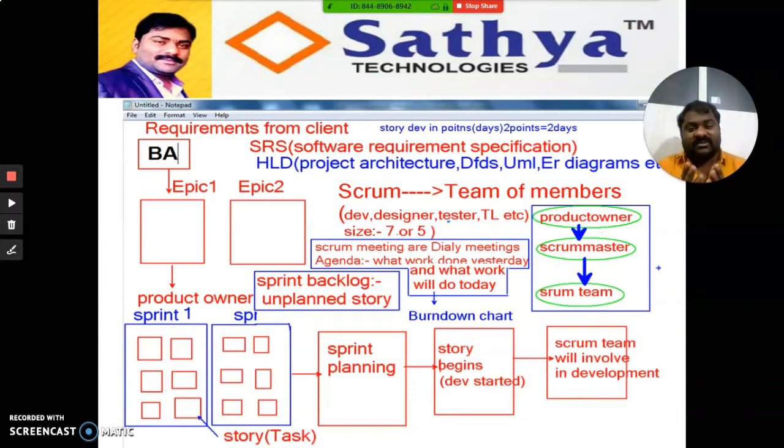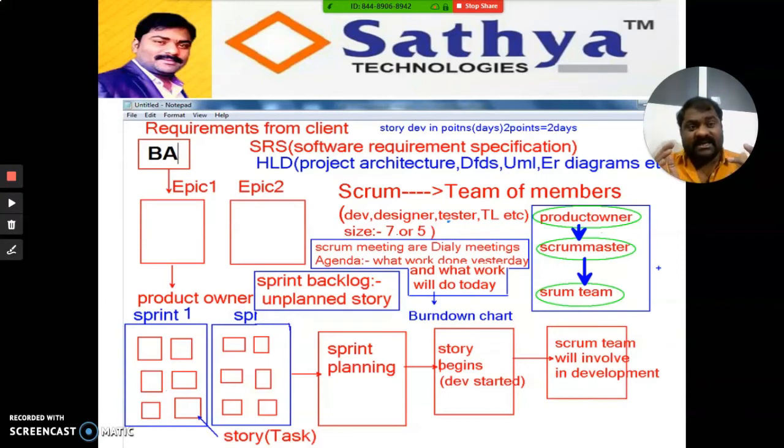Divide the construction of the building into multiple what? Multiple what, all of you? Stories or tasks. Are you following, everyone? And the tasks that must be developed first are kept in a sprint. The tasks that will be developed in future are kept in the sprint backlog.